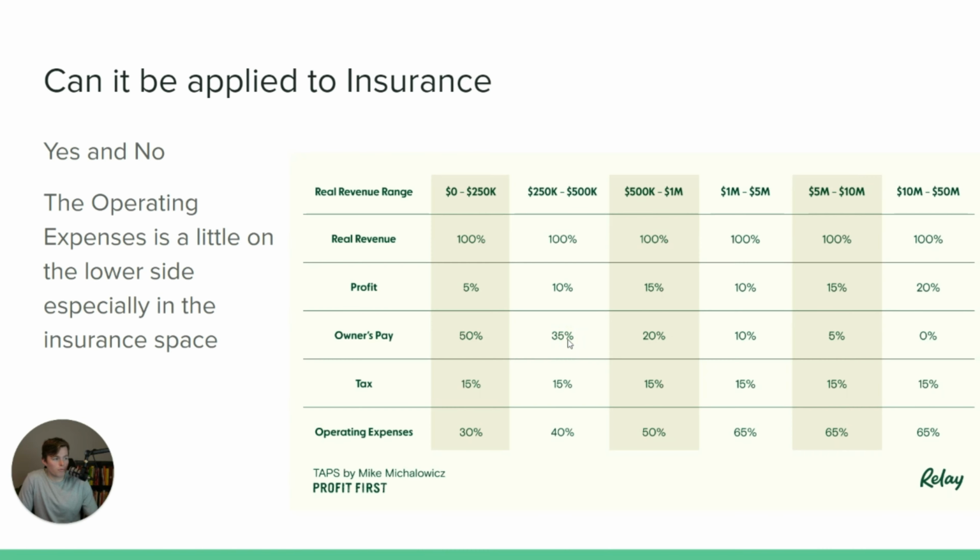So this is how it is originally put together. Can it be applied to insurance? Yes and no. I find that the operating expenses from the book is a little bit on the lower side, just because you need to have a lot more capital to utilize in insurance. I know a lot of people bring you into this industry and they'll be like, hey, you spend $1 on a lead, you make $1,000. Well, you've got to spend a lot of dollars to make that $1,000. So I find the operating expense is just a little low.